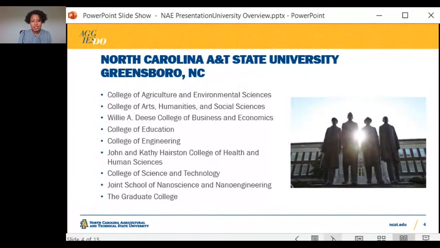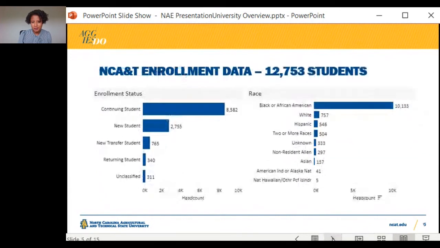Our university consists of 9 colleges. We have the College of Agriculture and Environmental Sciences, Arts, Humanities, and Social Sciences, our Willie A. Deese College of Business and Economics, College of Education, College of Engineering, the John and Kathy Harrison College of Health and Human Sciences, College of Science and Technology. We also have a joint school of nanoscience and nanoengineering, and our graduate college, of which 3+2 programs have students that are represented in all of these colleges.